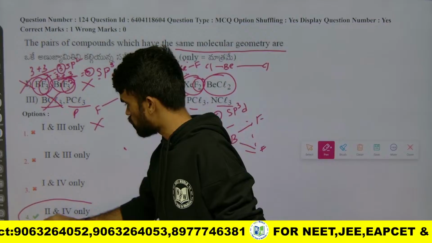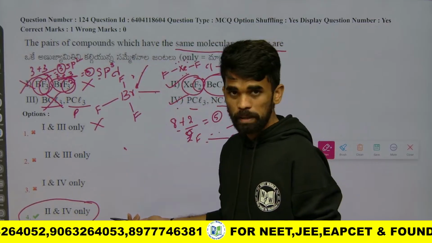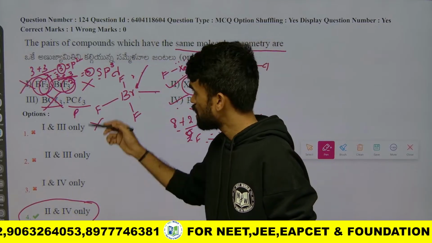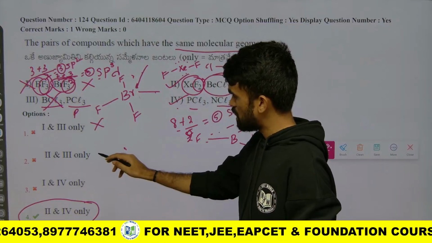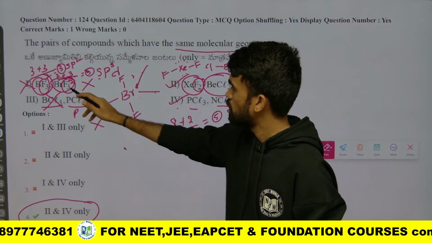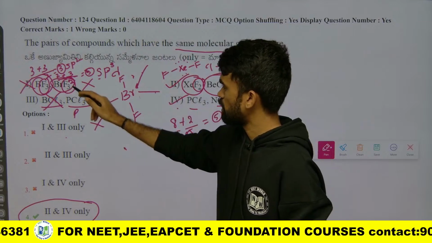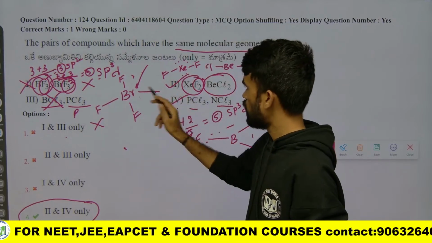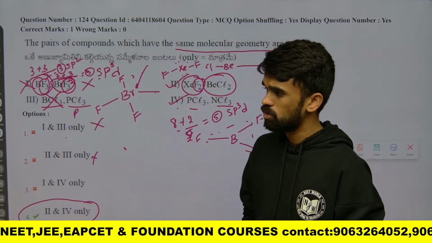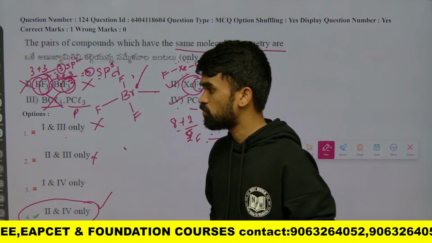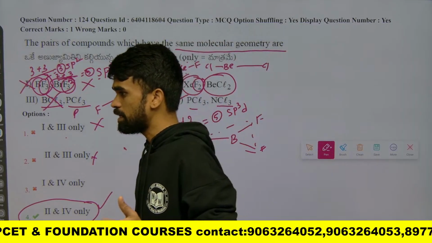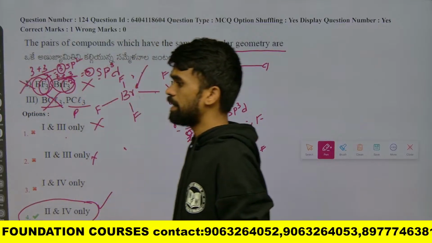See, 2, 4 are the answer. I hope it is clear how easily we are solving. And by option elimination also you can see: 1 and 3 are not correct. 2 and 3 also have different geometries. Like that also you can do, and you will get only option number 4. I hope it is clear again, right? Next, let us move further.